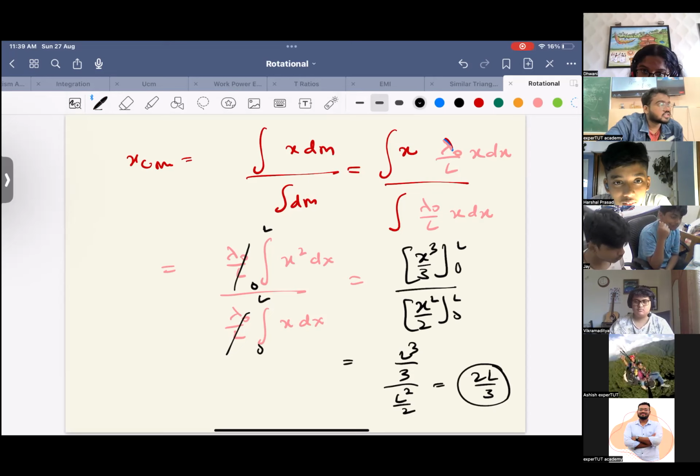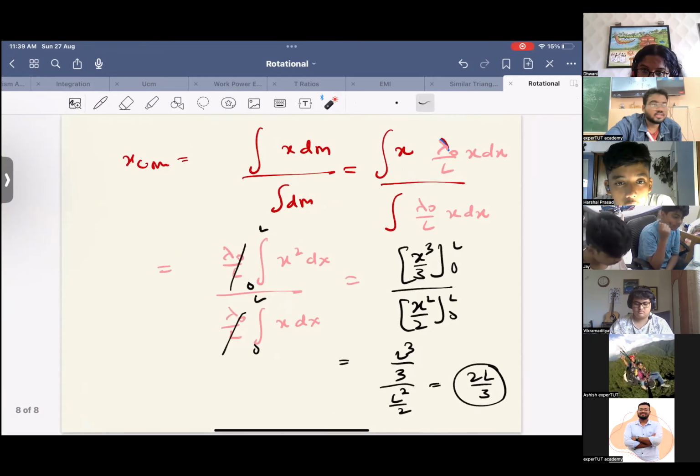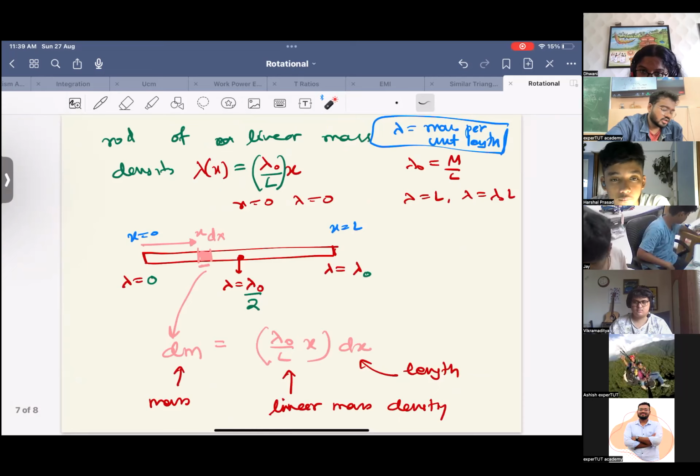Guys, have you written this? Nothing complicated by common sense here. The answer is 12 by 3, right? It is more than L by 2, and by common sense you should understand that the center of mass will lie on this side, right?